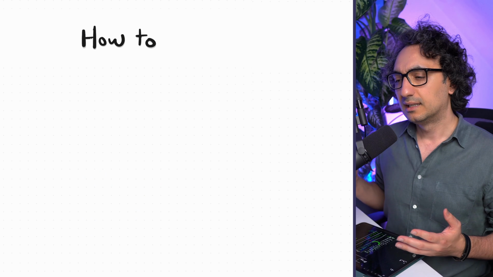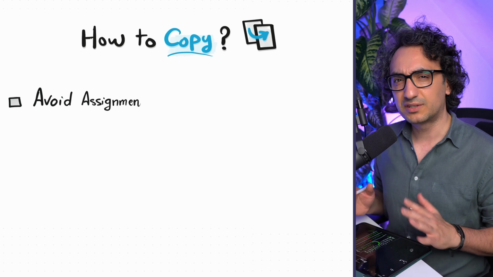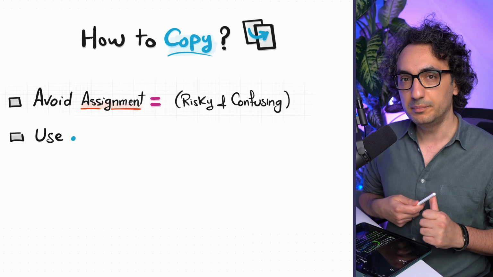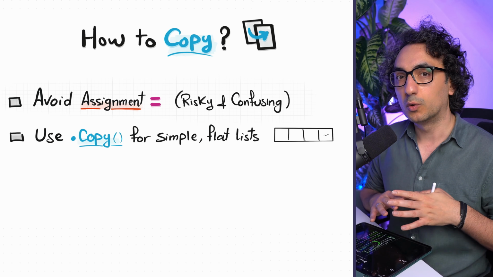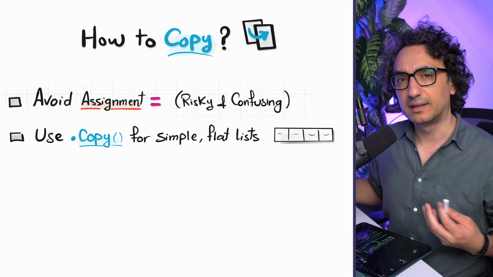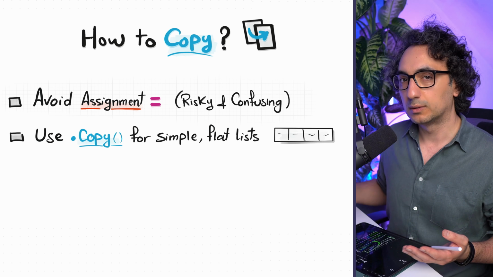All right, friends. So now let's do a quick recap. Don't just go use the assignment. It is very confusing and risky. I try to avoid it. Now about the methods, I usually go with the method copy only if I have a simple list, one dimension, there is no nesting. So for that, it is more than enough. I don't have to go and import anything. It is quick, and don't worry about it. It's gonna be safe as long as you don't have nesting.